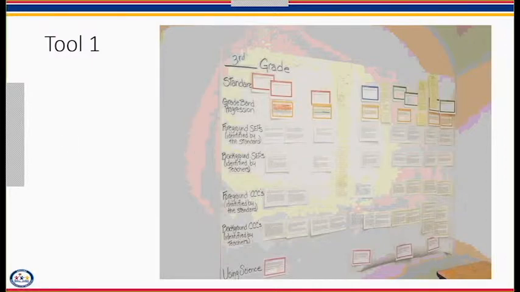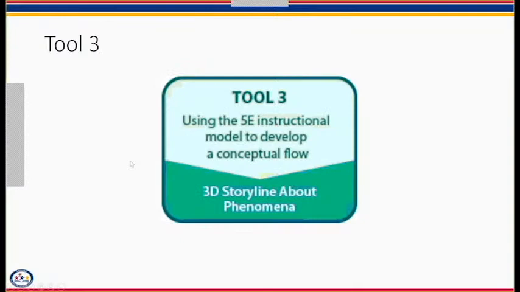But that is basically what the blueprint looks like. So you can see the mass amount of work that we talked about in Tool 1. I just wanted to give you that reminder before we start Tool 3.